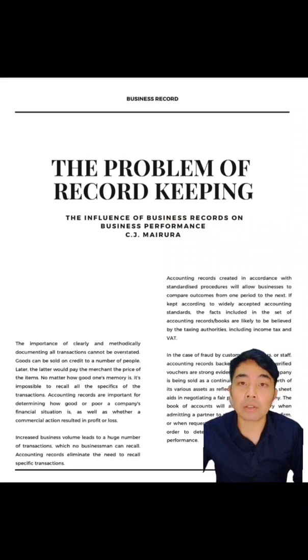Goods can be sold on credit to a number of people. The latter will pay the merchant the price of the item. No matter how good one's memory is, it is impossible to recall all the specifics of the transactions.